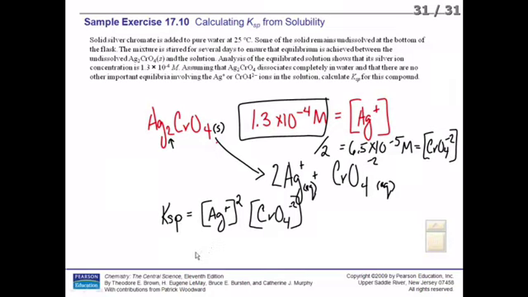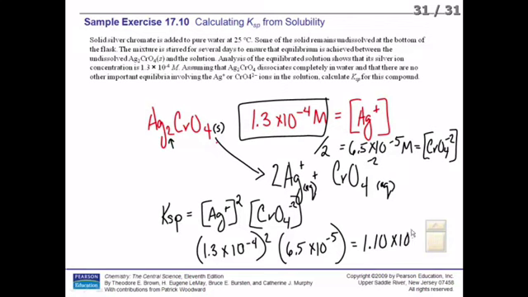Okay, so for your silver ion, all you're going to do is plug in the 1.3 times 10 to the negative 4, but you've got to make sure that you square this. And then for your chromate, we're going to stick in the 6.5 times 10 to the negative 5. Be careful with your math here, and let's just make sure that we get the same answer as the book. 1.3 e to the negative 4, we have to square that, and then multiply that by 6.5 e negative 5. Okay, I get 1 point, how do I want to round that? I'm going to say 1.1 times 10 to the negative 12.